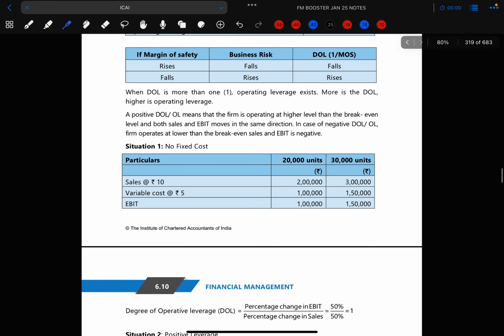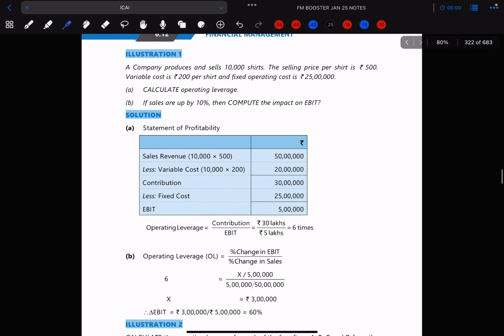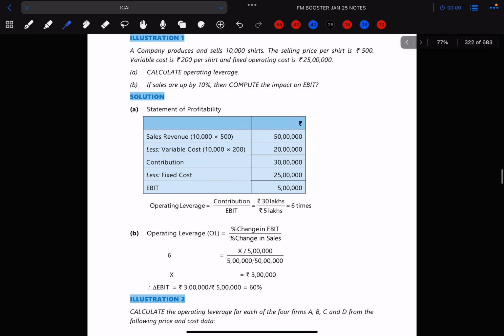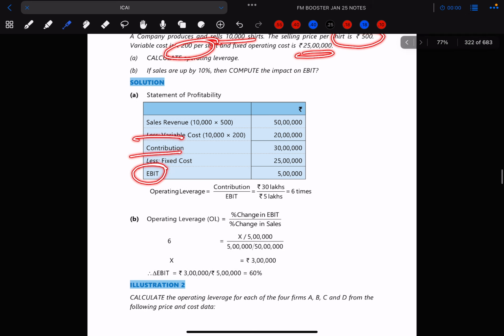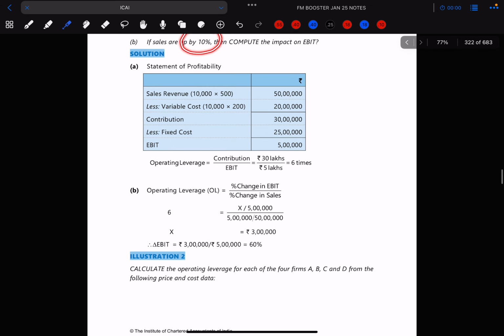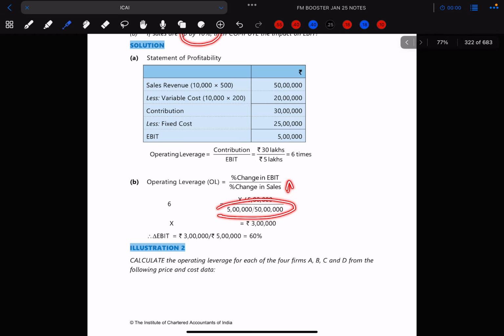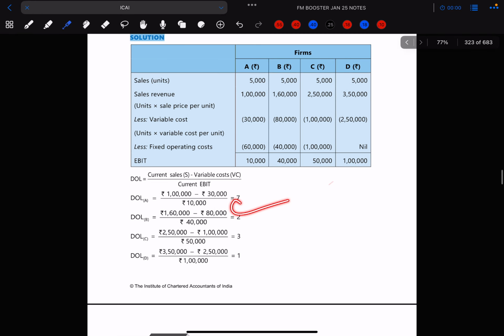Then these are examples, basic ones, nothing a big deal. Illustration 1, this is a simple thing. For everything, just remember to make an income statement. In this case they have given sales, selling price, variable cost and fixed cost. Just find out the contribution and EBIT. So contribution divided by EBIT, that is 6 times. And if you want to change it, like they've given 10% above, you just have to change the sales by 10% and cross multiply and get the answer done. And this one, you just have to do it 4 times, done.